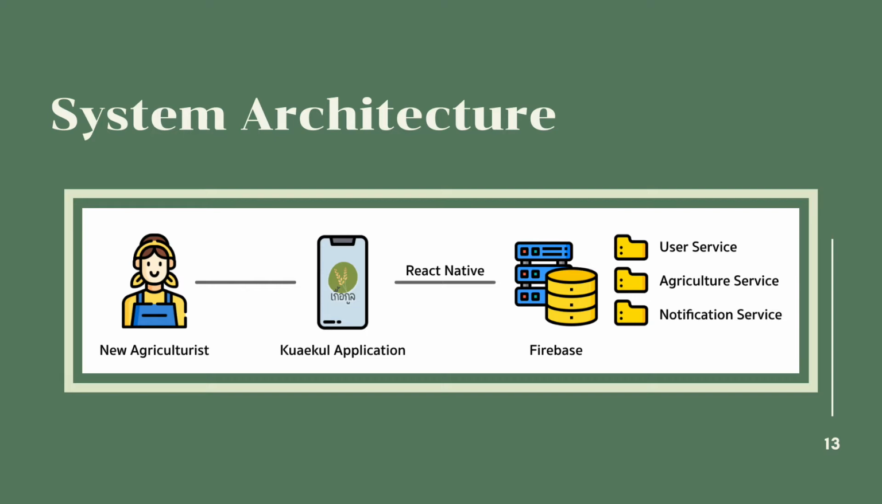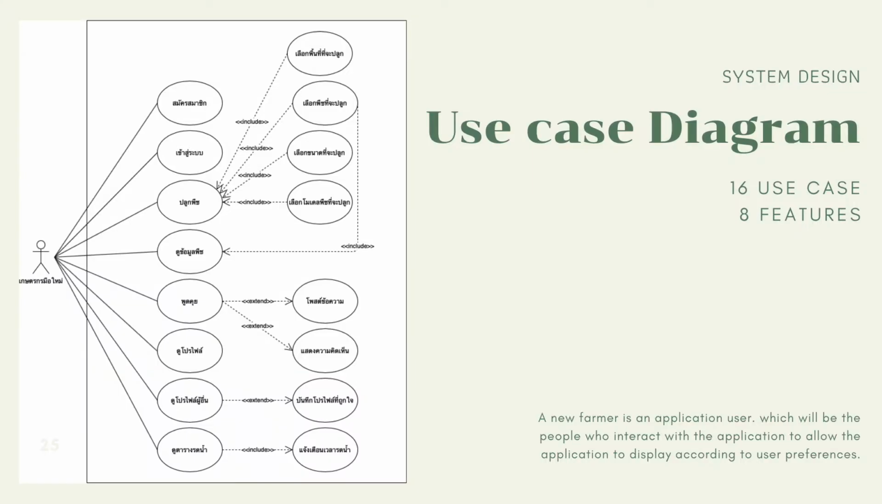System architecture. New agriculturists interact with the application to plan the growing, view the watering schedule, exchange knowledge among users and the community, and query interested plant information. Then the system will show the results relevant to the user's need. All data we keep in Firebase. We divided it into 3 parts: user service, agriculture service, and notification service. This is the use case diagram, 16 use cases and 8 features.